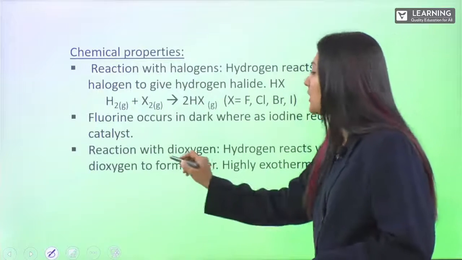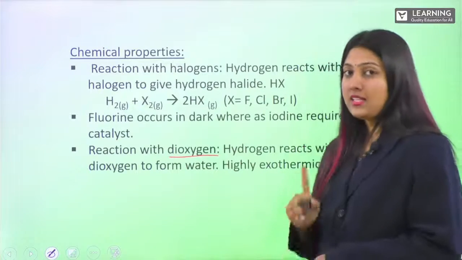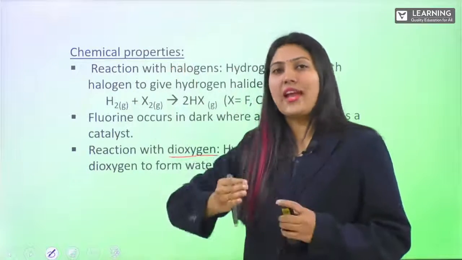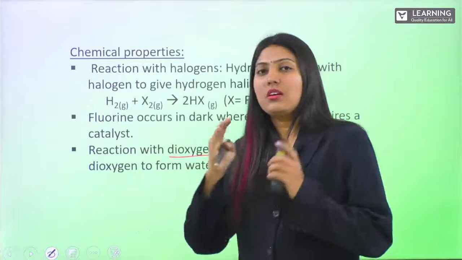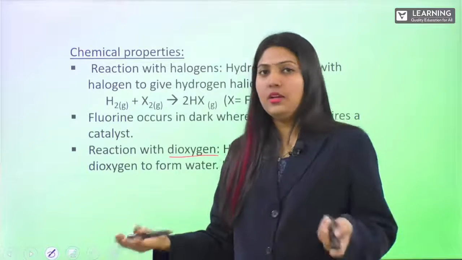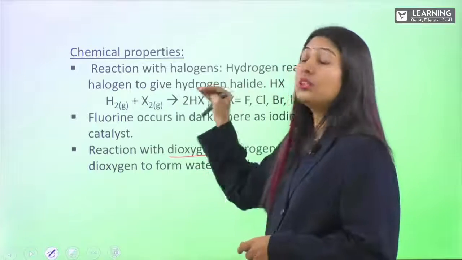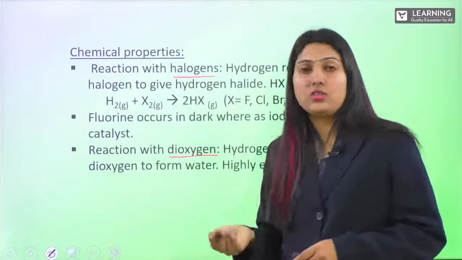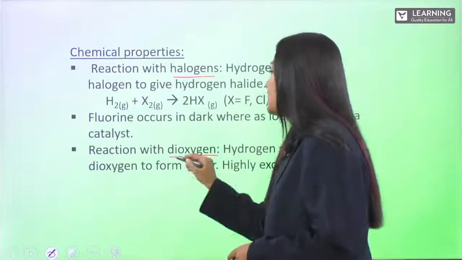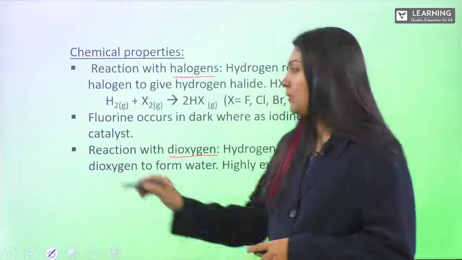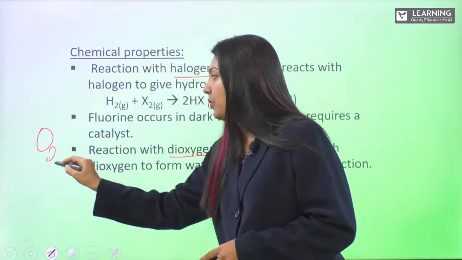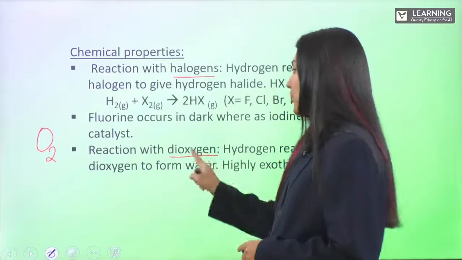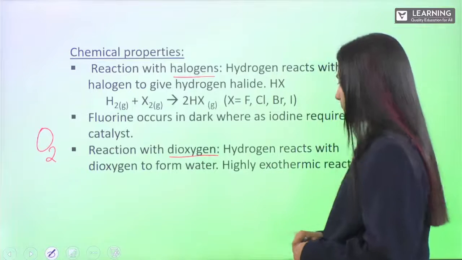Next, reaction with dioxygen. As I said, we are seeing the chemical properties, which means reaction of hydrogen with metals and non-metals. We are discussing the most reactive non-metals. The most reactive non-metal is halogen, and after halogen we have dioxygen. Dioxygen is nothing but the oxygen molecule. Why do we call it dioxygen? Because oxygen is also a diatomic molecule.